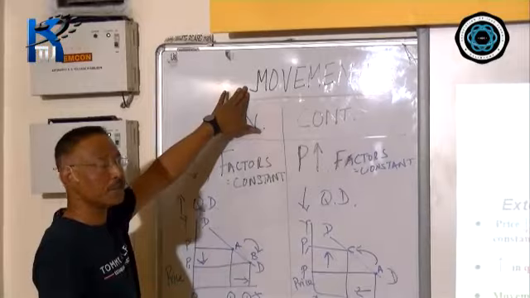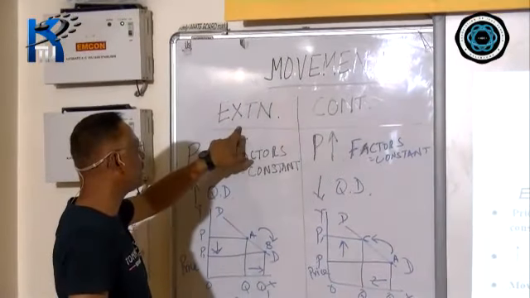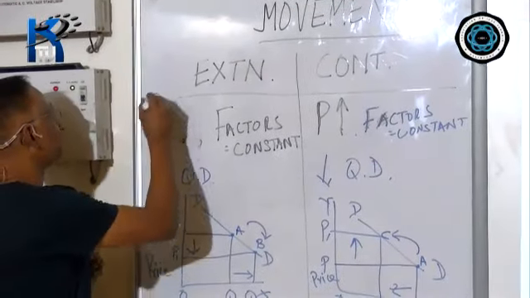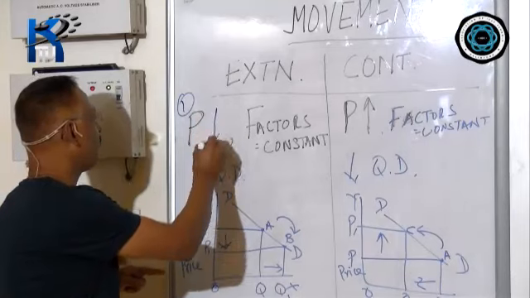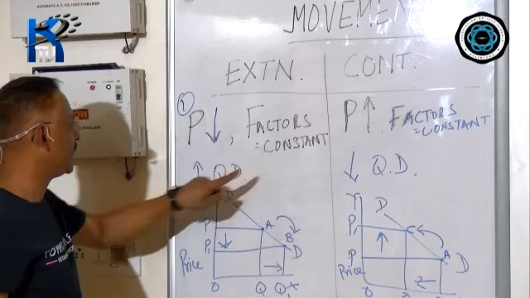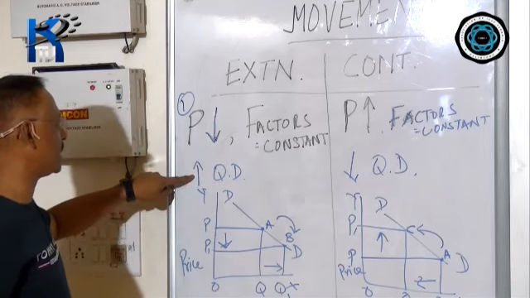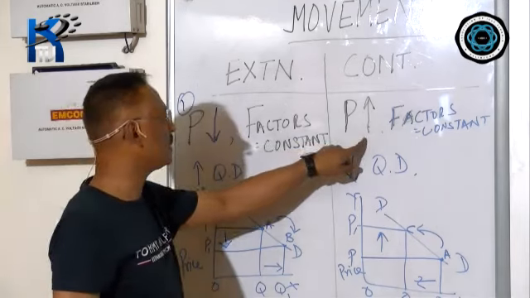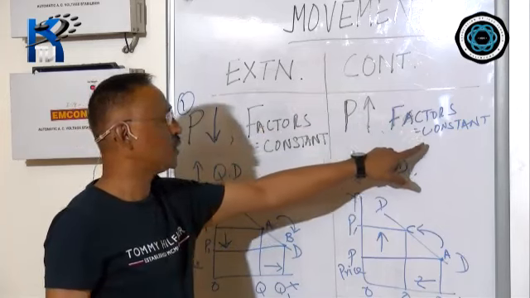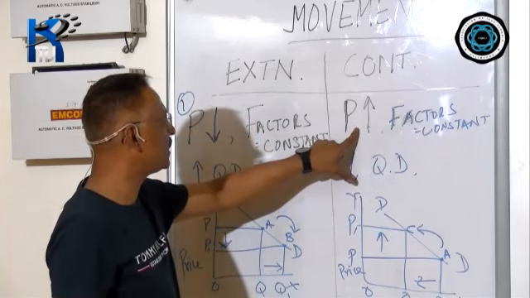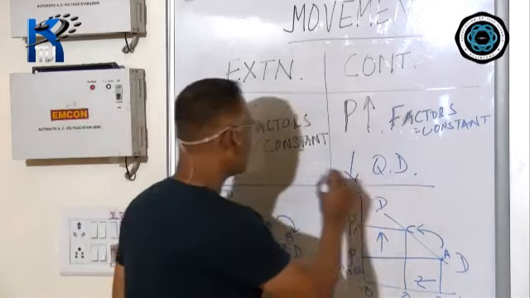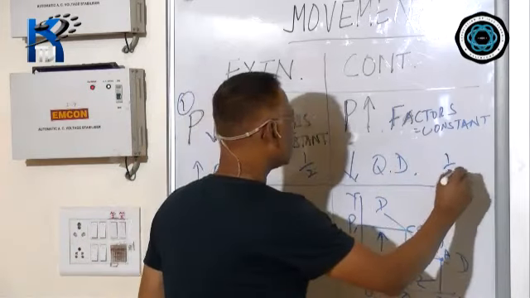Movement of demand curve, you have extension and contraction. The first step you will write is about the price. When the price falls, all the other factors remaining constant, there is an increase in the quantity demanded. Here, contraction, just the opposite. The price will increase, factors will remain constant. Since the price is increasing, there is a decrease in the quantity demanded. This is your first step. Generally, you get half marks here.